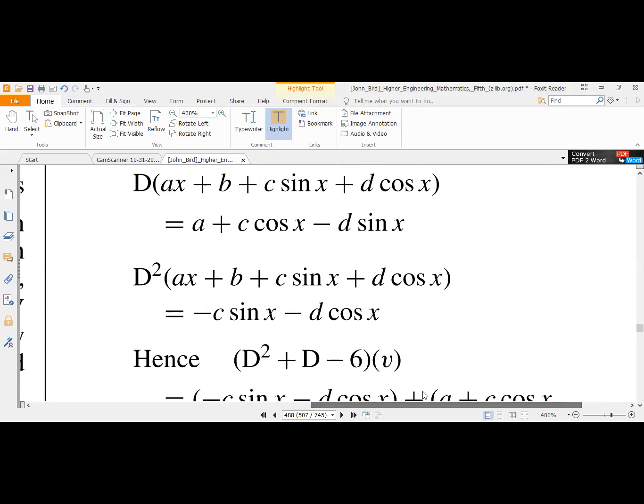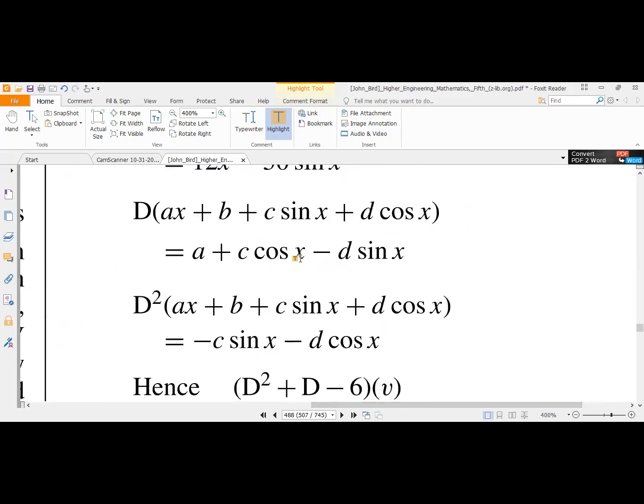You have d multiplying this. If you differentiate ax, you have a. If you differentiate b, you know b is a constant, it will disappear, because if you differentiate a constant, it's 0. Now, if you differentiate c sine x, you have this. Then if you differentiate d cos x, then you have minus d sine x. Are we together now? Yes, sir.